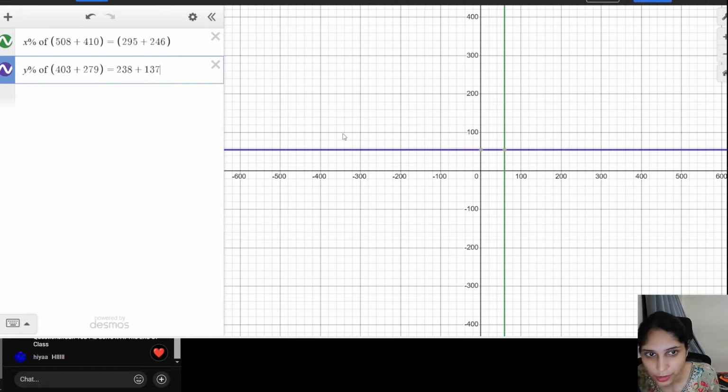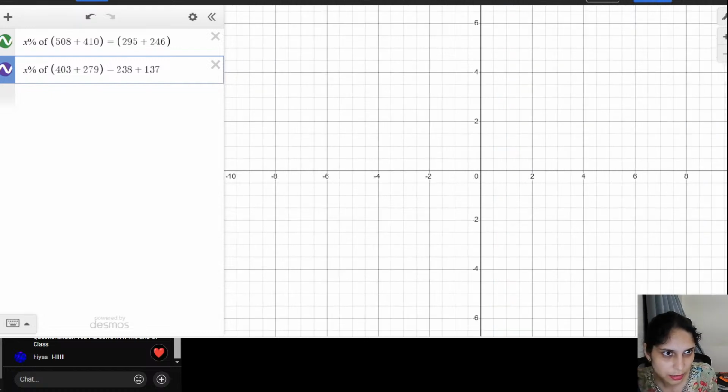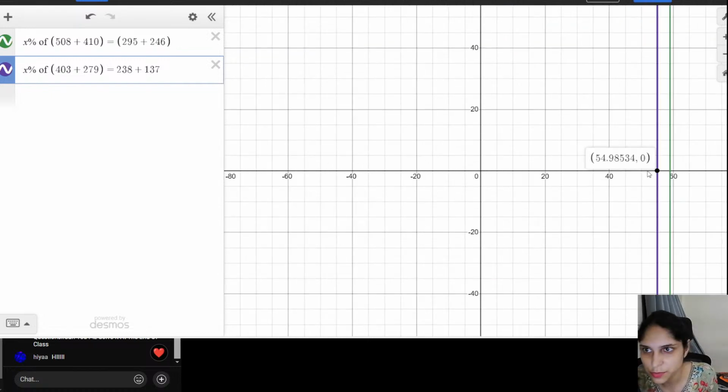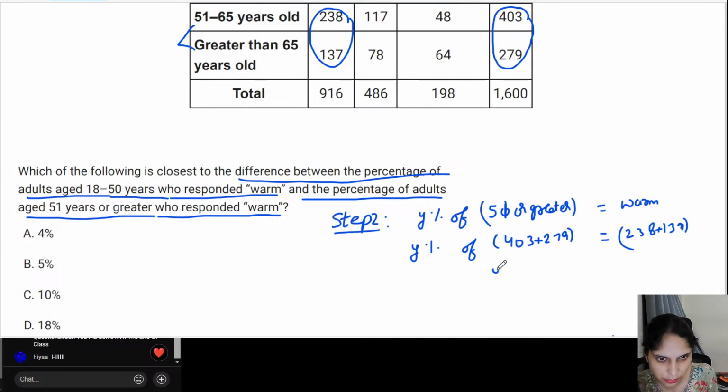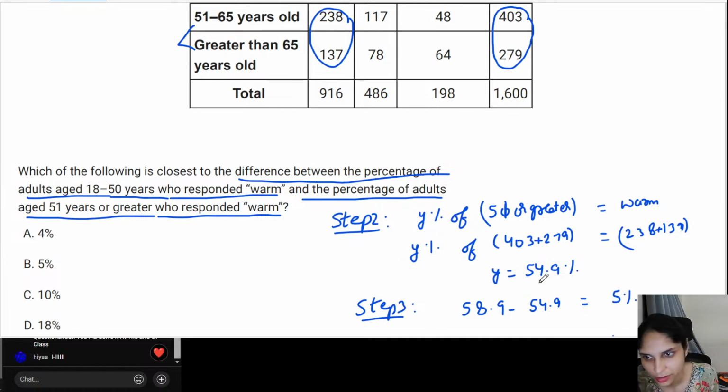Whenever you're taking y, you're going to get a horizontal. If you write x over here, then you will be getting this. Okay. So this is 54.9%. And now you have to find the difference. So step 3 is going to be the difference. 58.9 minus 54.9. That's 5%, so 5% is your answer.